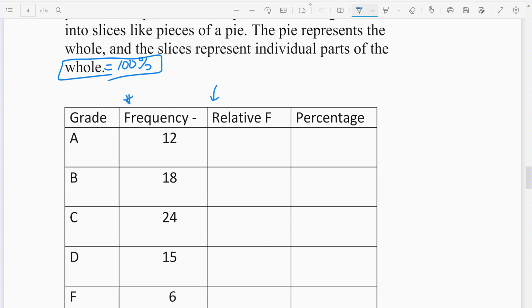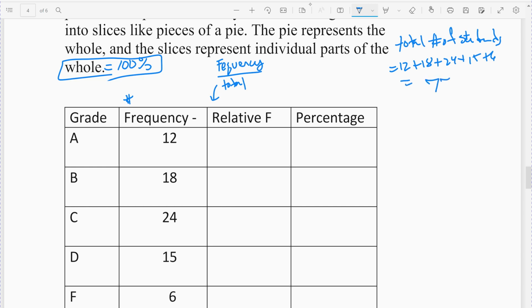And so to do this, you have to take your frequency divided by your total. What we need to know is the total number of students. That's the total we're talking about. Frequency divided by total. So we have to add them up. The total number of students would be 12 plus 18 plus 24 plus 15 plus 6. So the total number of students adds up to 75. That would be 100% of the class.